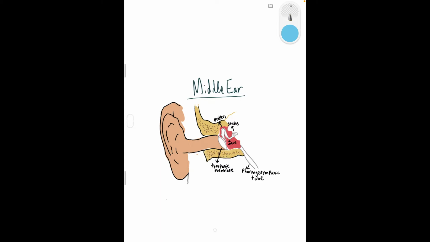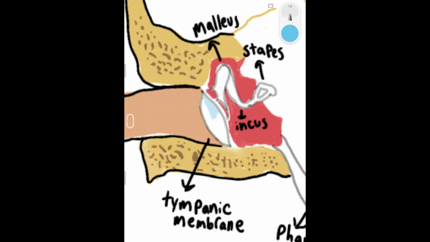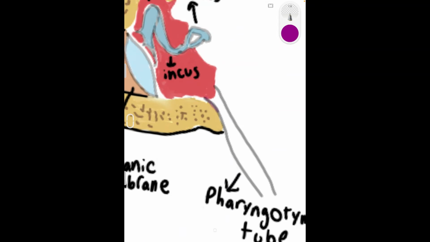The middle ear is home to the tympanic membrane, which is also known as the eardrum. The three auditory ossicles, which are known as the malleus, the incus, and the stapes, as well as the pharyngotympanic tube, which is also known as the eustachian tube.